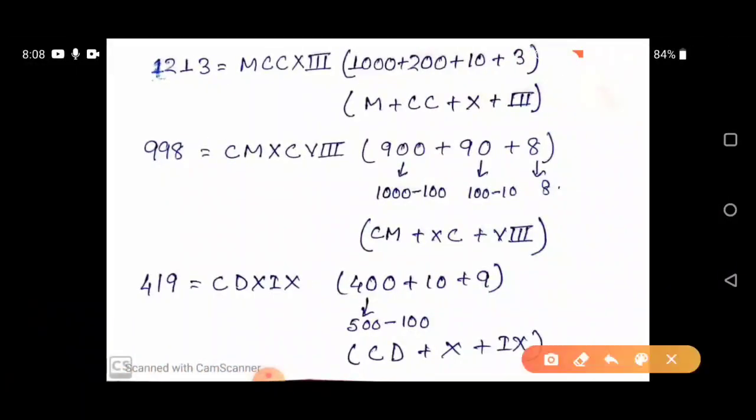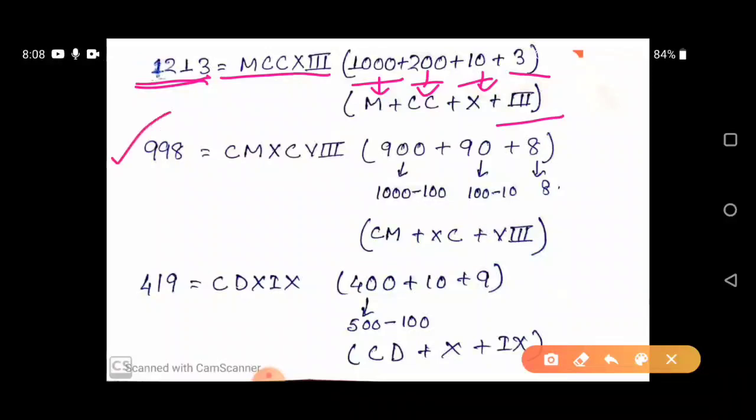The next number is 1213. 1213 can be written as 1000 plus 200 plus 10 plus 3. For 1000 it is M, for 200 it is CC, for 10 it is X and for 3 it is I and I. So 1213 can be written as M, C, C, X, I, I, I.